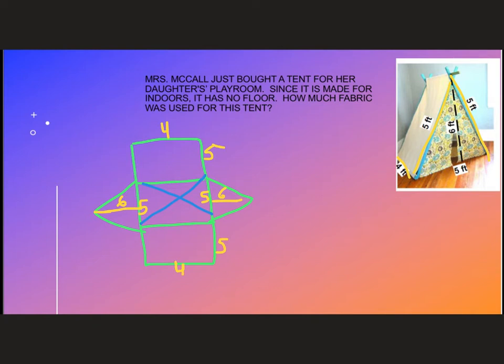So when I go to label my different shapes, I have 2 shape A's. We can make those our 2 rectangles. And then 2 shape B's, which we can make those our 2 triangles. Find the area of all of our shapes, add them together.